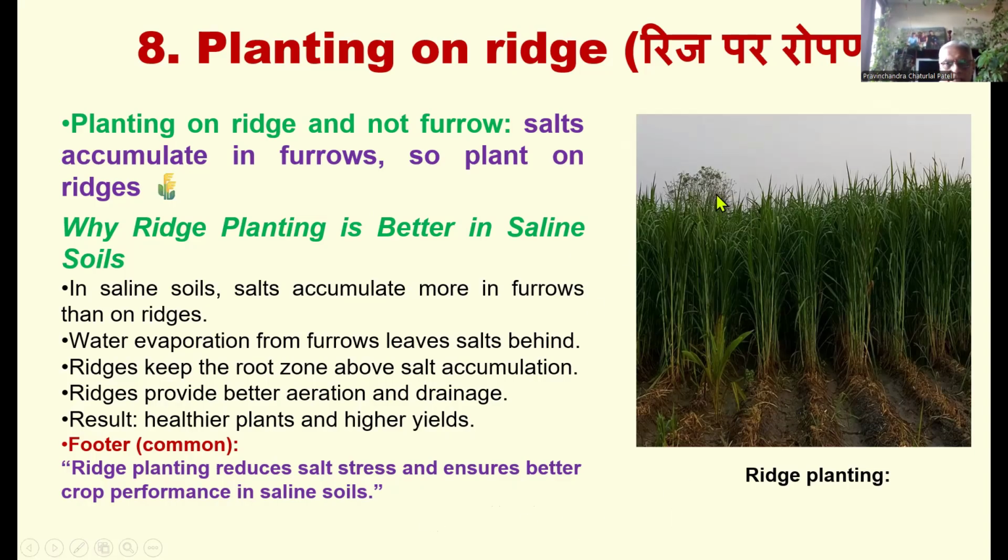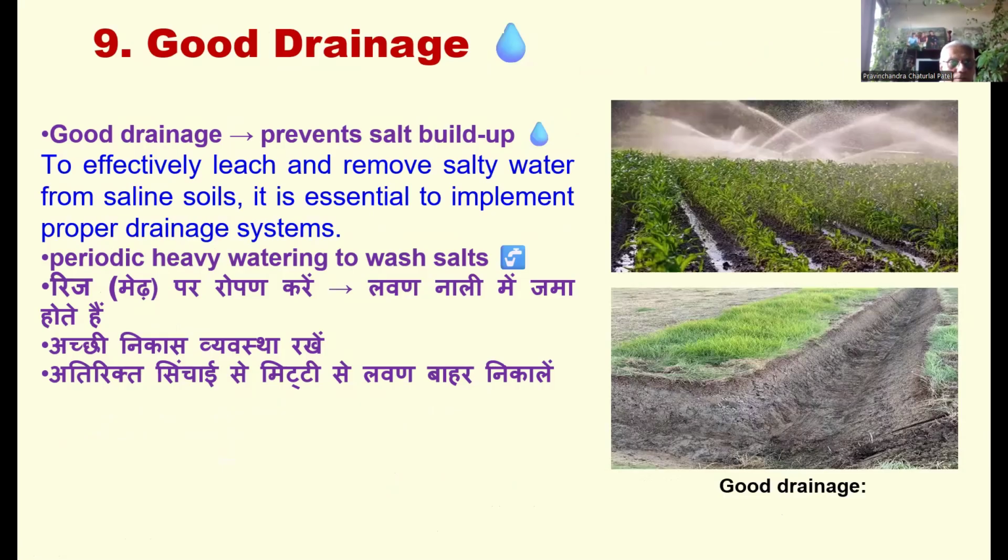So I am recommending to the farmer that you must plant the crop on the ridges, particularly in saline soil and alkaline soil. Then good drainage. Good drainage prevents salt buildup. To effectively leach and remove salty water from saline soil, it is essential to implement a proper drainage system. Periodic heavy watering to wash salt. So we have to apply fresh heavy water to wash the salt.